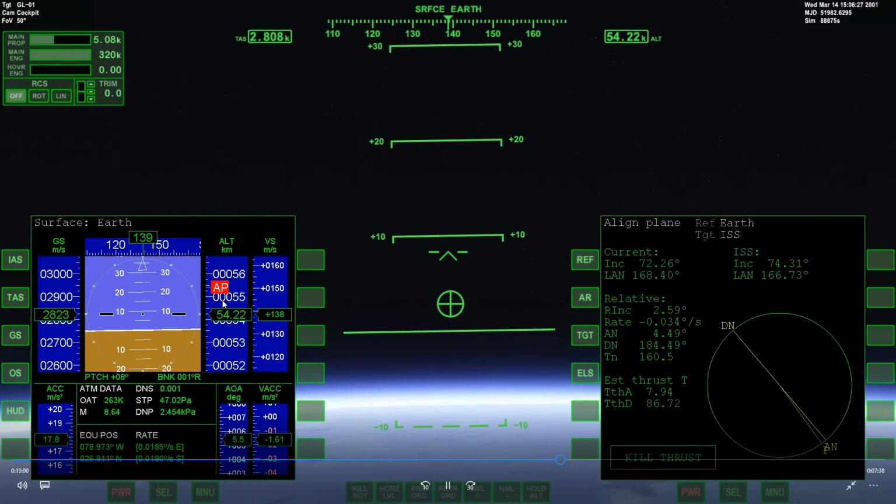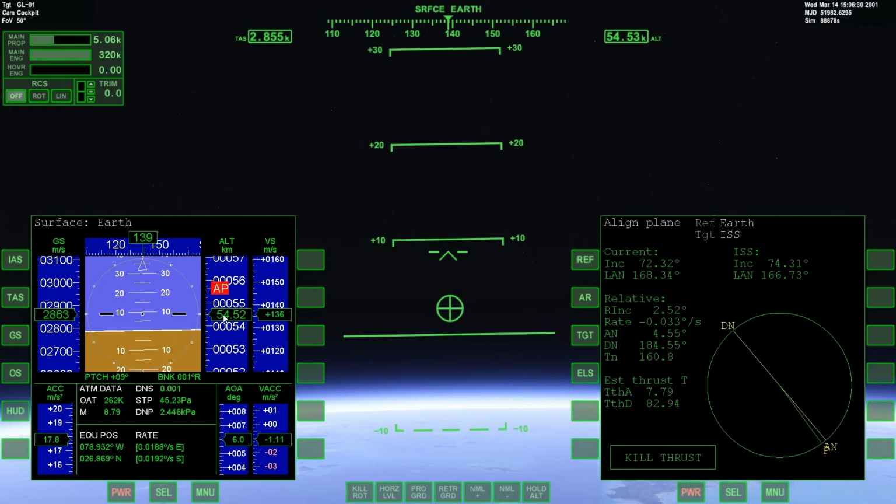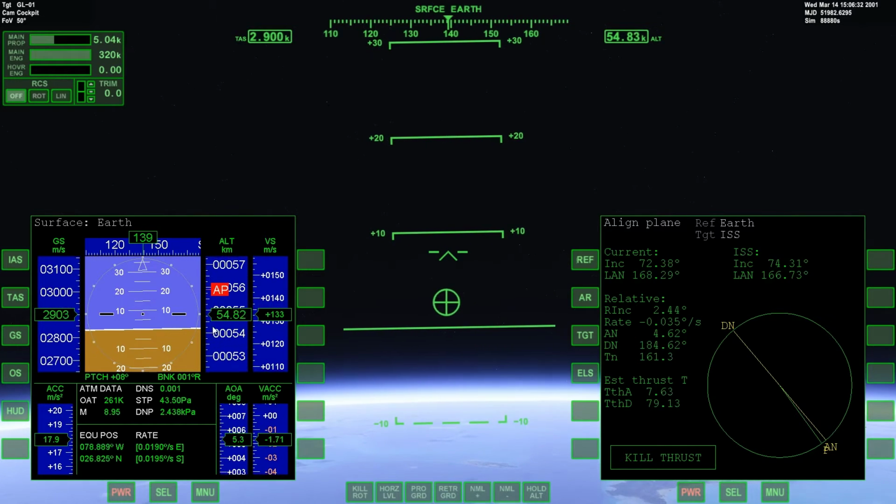I also discussed that the ultimate goal is we want to get relative inclination as close to 0 as possible.